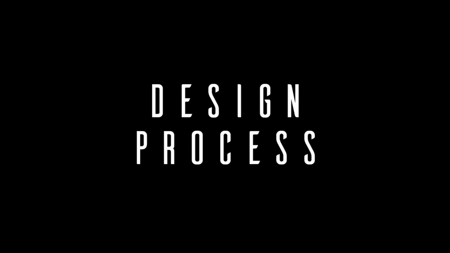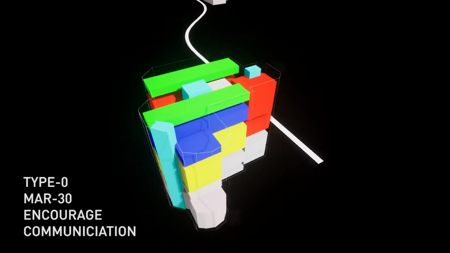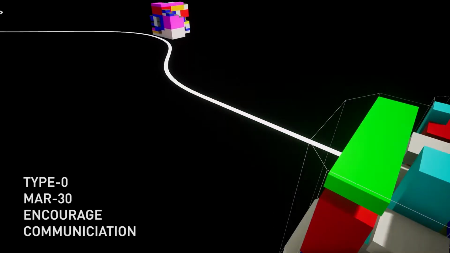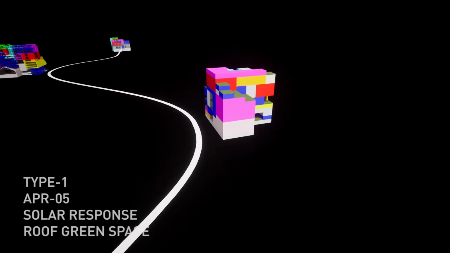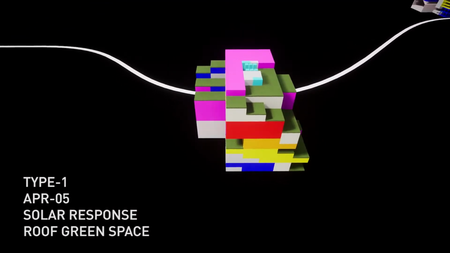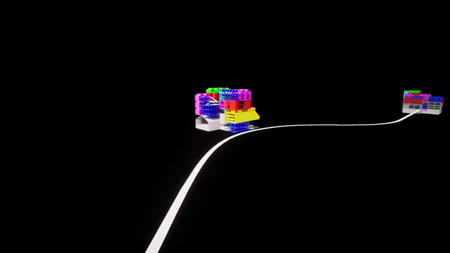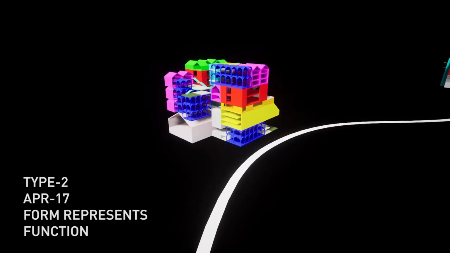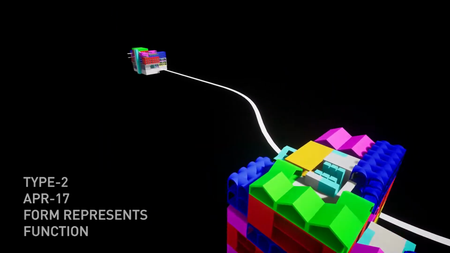My design started with encouraging more communication. The lack of motivation was the main problem, as users prefer to spend most time on a single floor. Then I cut the mass to reduce the impact, and added roof gardens, encouraging people to walk out from labs and breathe fresh air. Then I explored the method of representing different functions in different forms.